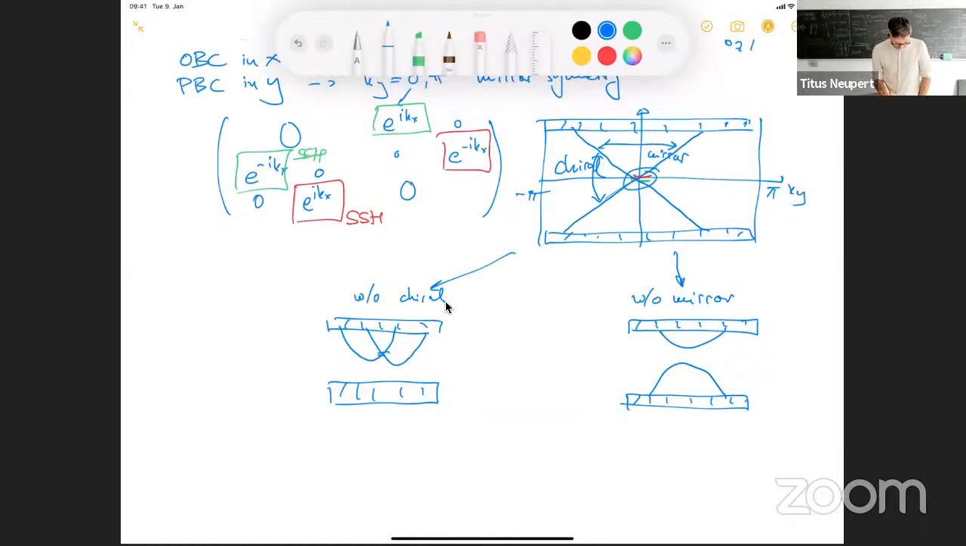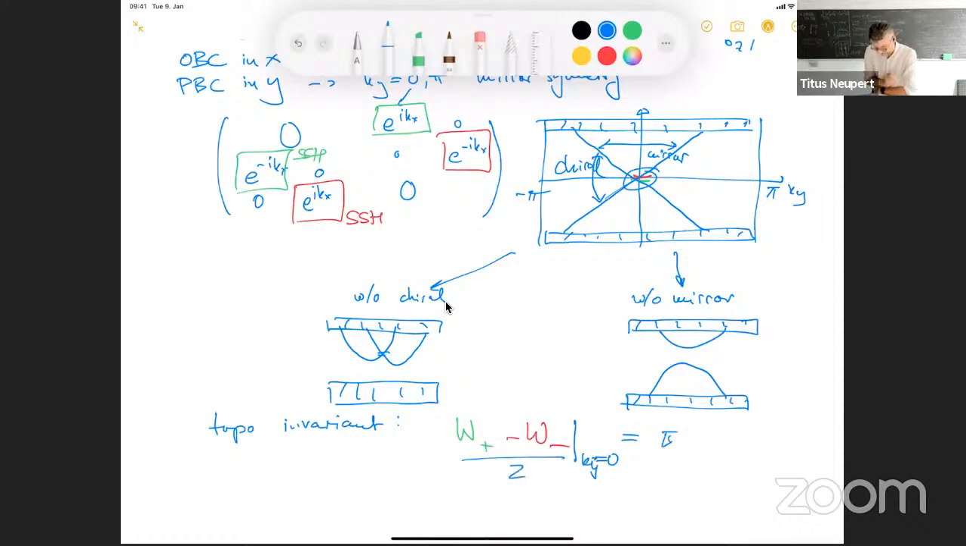And a topological invariant, if you want, of such a state is the Wilson loop eigenvalue in the different mirror subspaces subtracted from one another. And that is at ky equals to zero. So W plus minus W minus, all at ky equal to zero. And this thing is going to be pi. So they wind non-trivially, but in opposite directions. So the question: what is the real space representation of this model in terms of sites and coupling links between them?